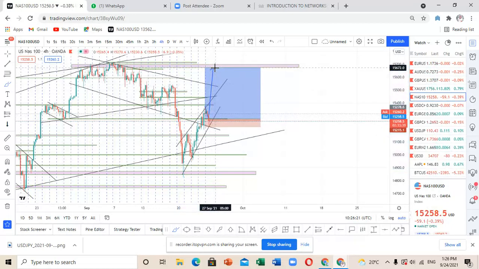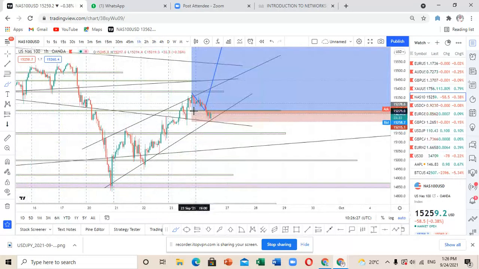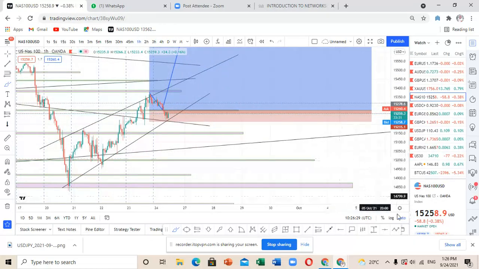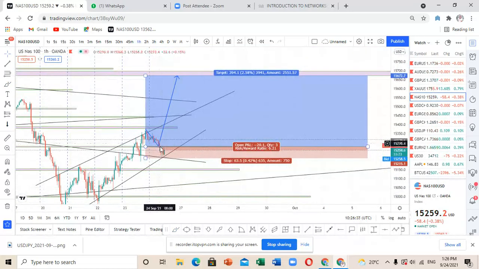So that is what we are expecting when it comes to NAS100, from the 4 hour time frame. Looking at it from the 1 hour time frame, we are expecting the market to rise from these levels here, because this is a very strong point of support. It was just a retrace after touching this particular area. We're expecting the market to now move from this area and rise high to this particular area.